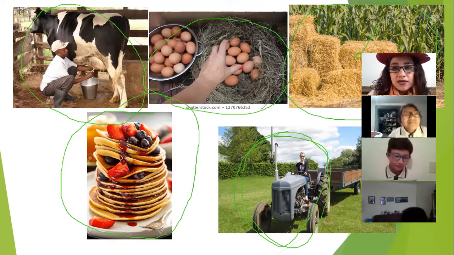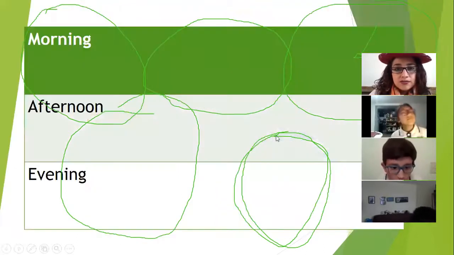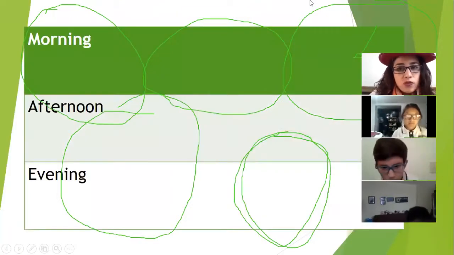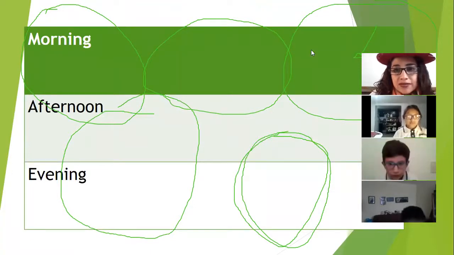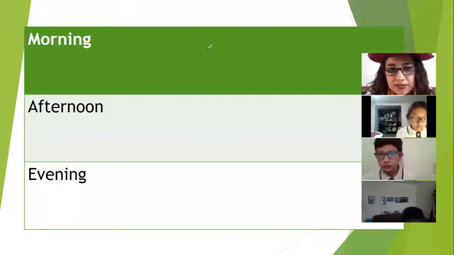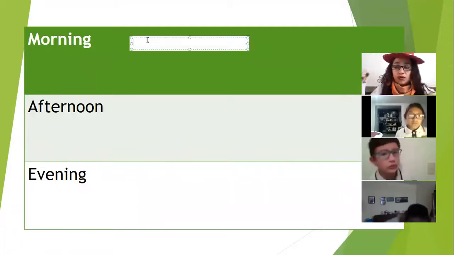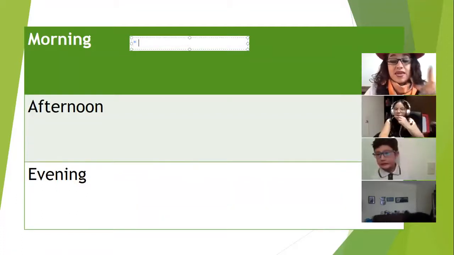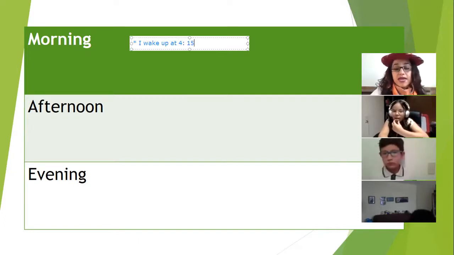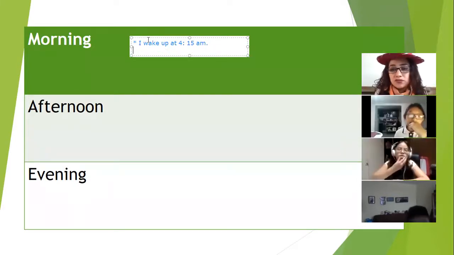Because in the next activity, please don't write anything, just pay attention, okay? In this activity, we have to write what activities we can do in the morning, in the afternoon, and in the evening on a farm. Yes? Okay. Do you remember at what time you have to wake up? At 4:15 a.m. Exactly. Excellent. You have to wake up at 4:15 a.m. Then what do you have to do?